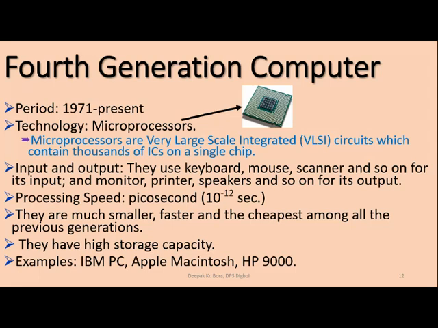Input and output: fourth generation computer use keyboard, mouse, scanner, and so on for its input, and monitor, printer, speakers, and so on for its output. Processing speed: picosecond, that is 10 to the minus 12 seconds. They are much smaller, faster, and cheapest among all the previous generations, and they have high storage capacity. Examples: IBM PC, Apple Macintosh, HP 9000 are few examples.